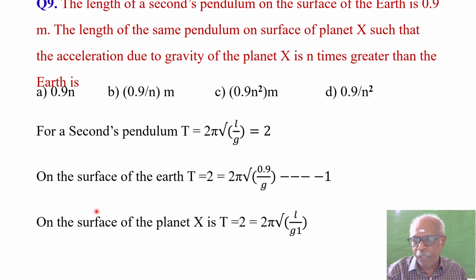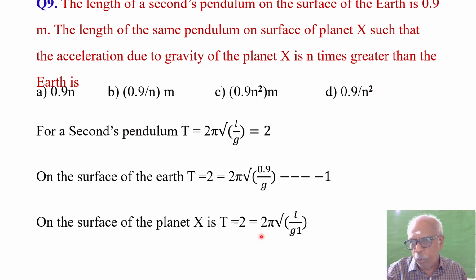So on the surface of the earth, T is equal to 2, that is equal to 2 pi into square root of L by g, where L, the length of the simple pendulum, is 0.9 meter. So 0.9 divided by g. That will be equation 1. On the surface of the other planet X, the time period of oscillation T is equal to, now also it is a second pendulum, so its time period is 2 seconds only.